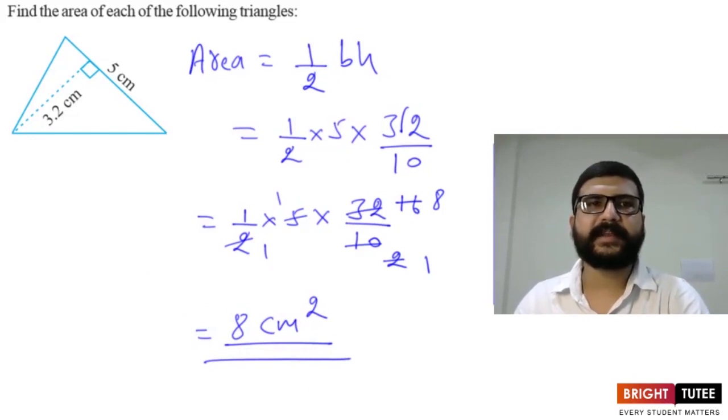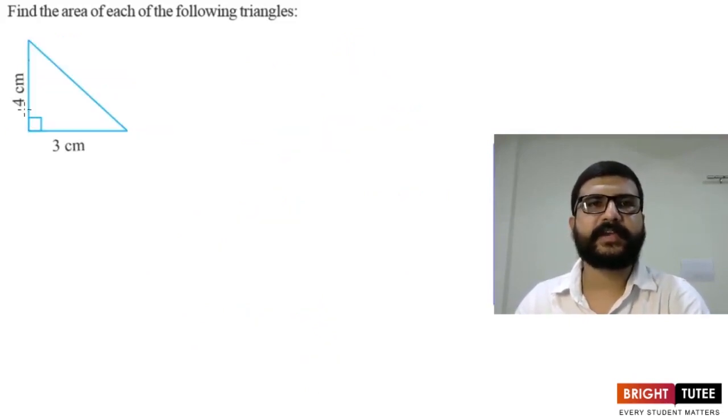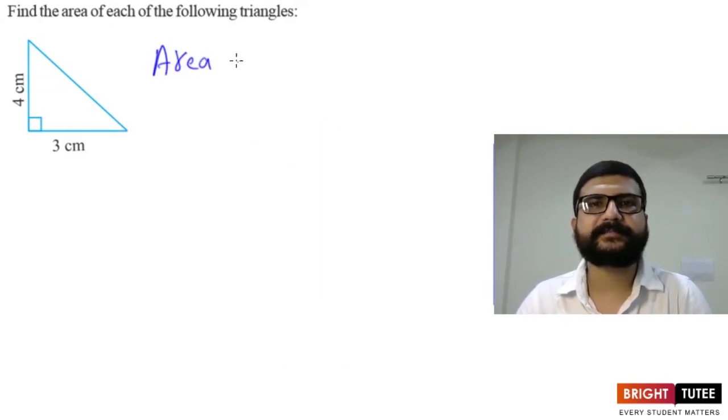Now let's see the next part of the question. So here we are having this triangle. So do you remember what kind of triangle is it? It is a right angled triangle because one of the angle is 90 degrees here. So how to find area of such triangles? So we know formula for area of triangle is half into base into height.